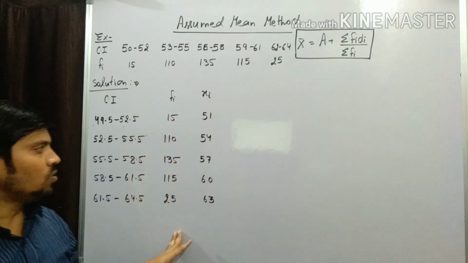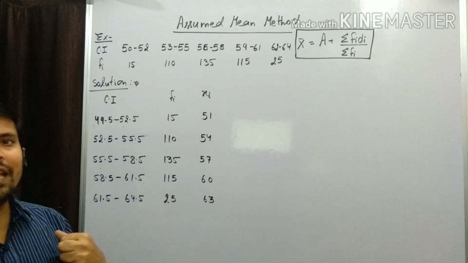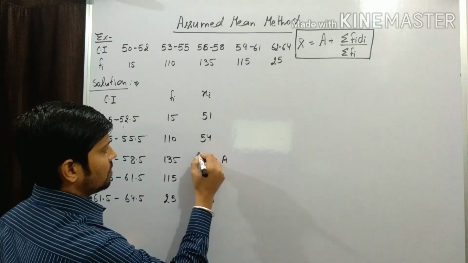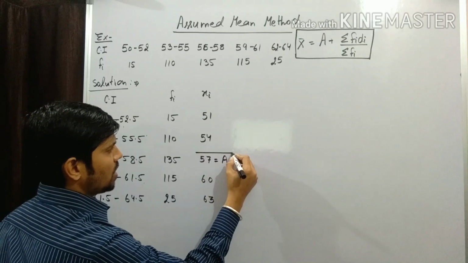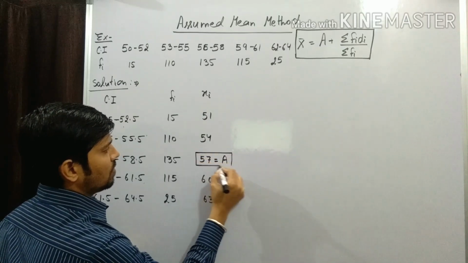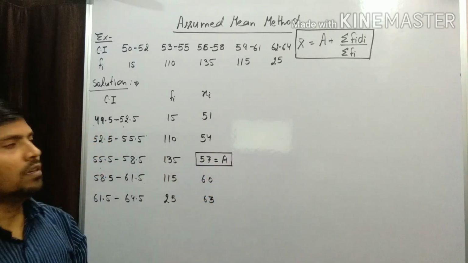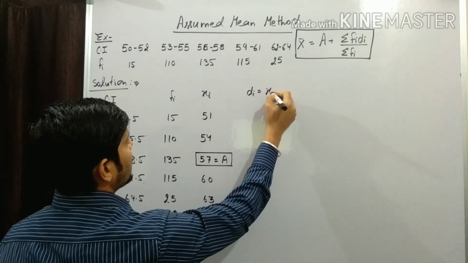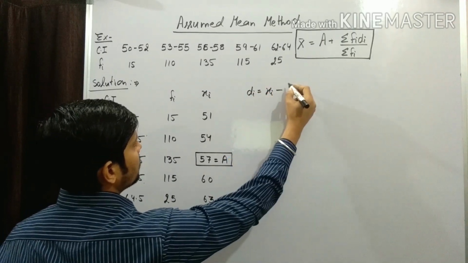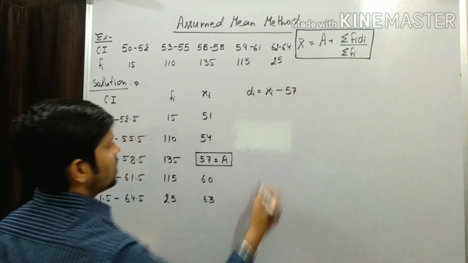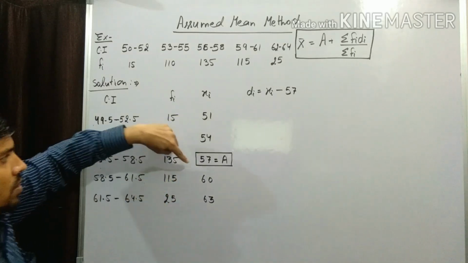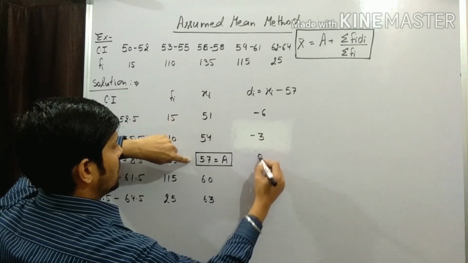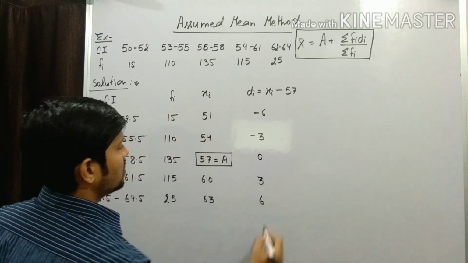Now first of all we have to assume a. What will be the value of a? I have taken the middlemost term, as I mostly do, 57 as a. Now we will find the value of di, the deviation. Di equals xi minus a. The value of a is 57. Now we subtract 57 from all the terms. This gives minus 6, minus 3, 0, 3 and 6.